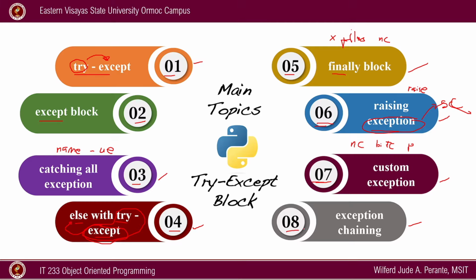And last is exception chaining. In exception chaining, Python allows you to chain exceptions using the raise from syntax, okay, which helps in providing more context when one exception leads to another. So those are the main topics in the try except block.